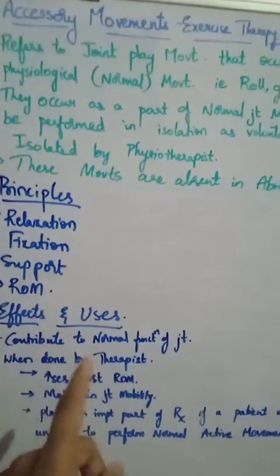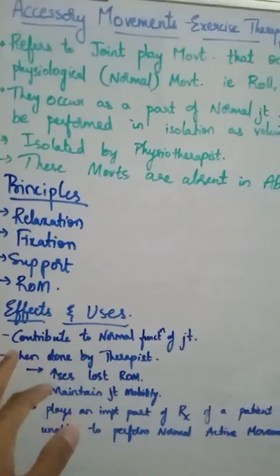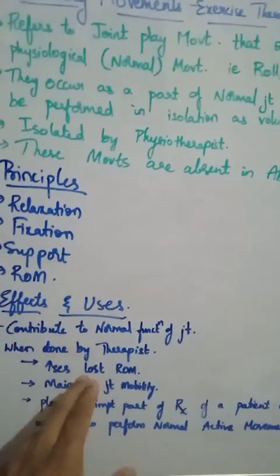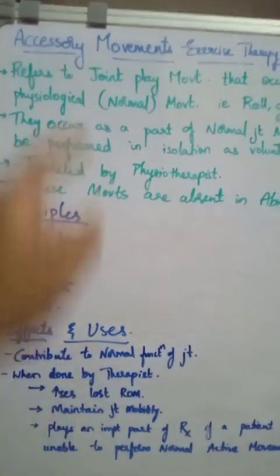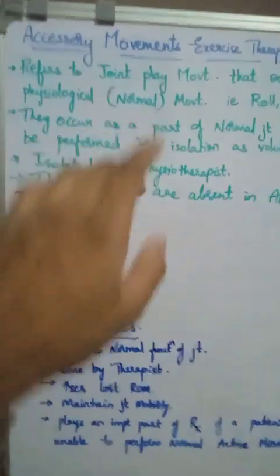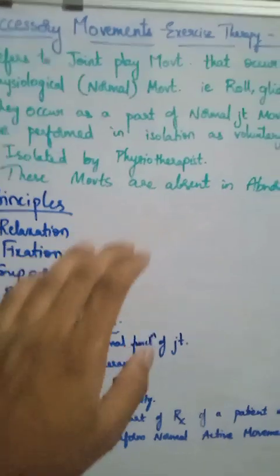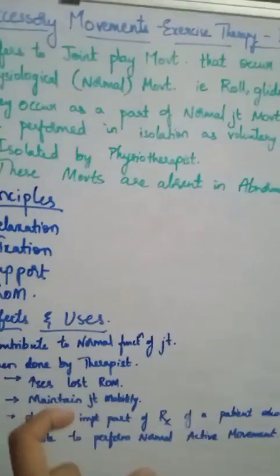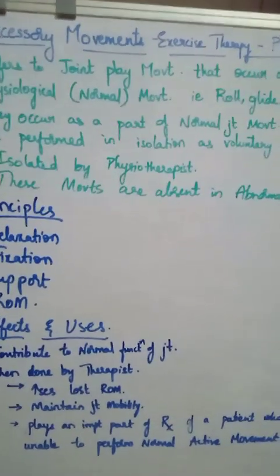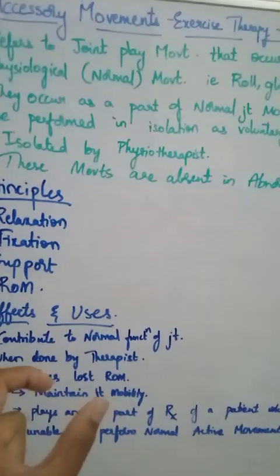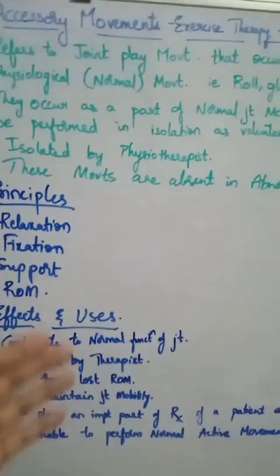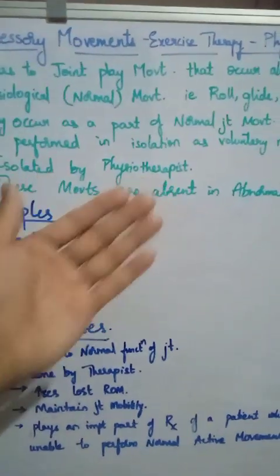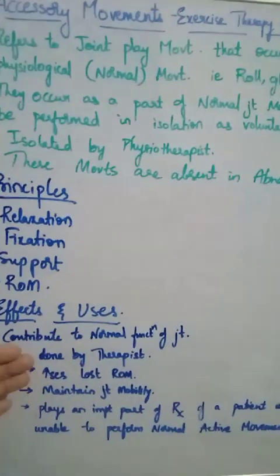Coming to the effects and uses: it is mainly helpful for the contribution of the normal function of the joint. If you are doing any normal function of the joint, then obviously these accessory passive movements occur. It means that accessory passive movements occur only when the joint is normal. When accessory passive movements occur, normal joint function also takes place. Another point is, as I said before, it can be isolated by the physiotherapist. When it is done by the physiotherapist, what are the uses?